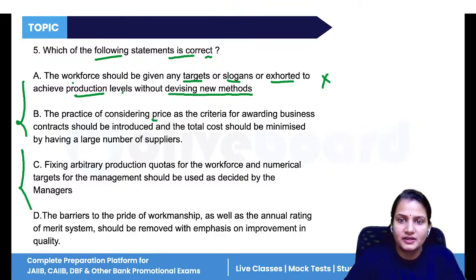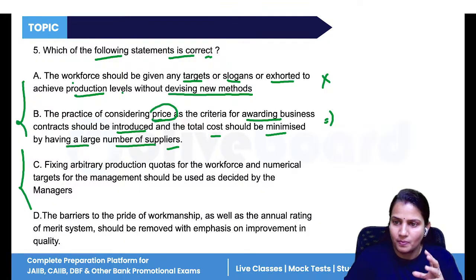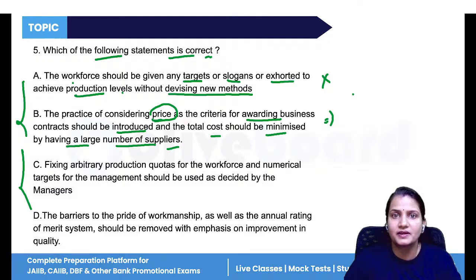The practice of considering price as the criteria for awarding business should be introduced and the total cost should be minimized by having a large number of suppliers. All right. So, it is important to focus on the price, that is okay. But if you are focusing on the price and creating a criteria that the one who makes good profits for the company, I will give more reward. In this, you can minimize your total cost, but at the same time, you cannot keep your workers satisfied. So this is also wrong.